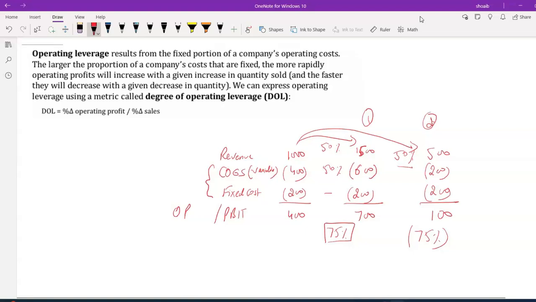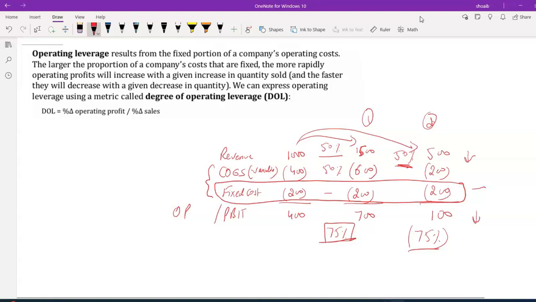For a given level of revenue change, profit will change more. For a given level of revenue increase, profit will rise more. Why? If revenue is rising by 50%, profit should rise by 50%. If revenue is declining by 50%, profit should decline by 50%. No. If revenue is rising by 50%, profit is not rising by 50%. It is rising by 75%. If revenue is falling by 50%, profit should fall by 50%, but it is not. It is falling by 75%. Just because of this fixed element.